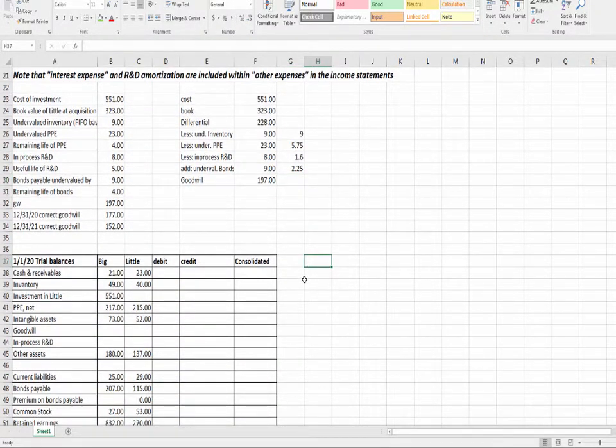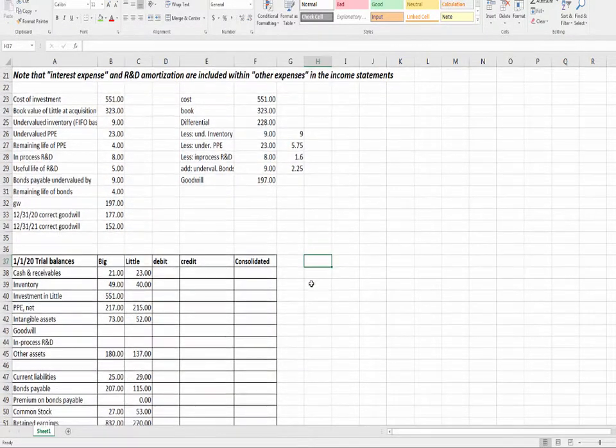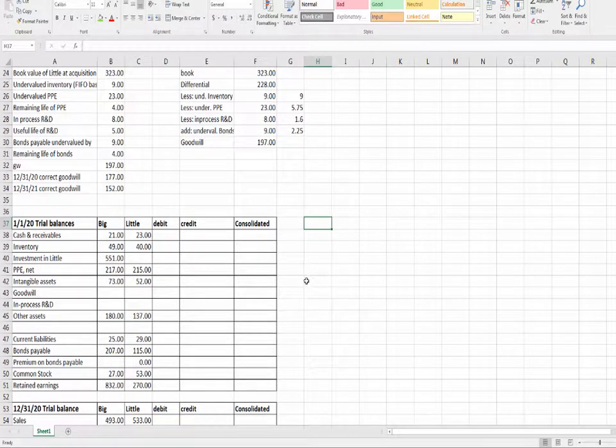Okay, let's go ahead and do our S entry and do the consolidation at date of acquisition. So again, consolidation at date of acquisition, we're going to debit common stock. And again, I'm just going to use my mouse and my index finger to hit the plus key. Beginning of year common stock, 53. Beginning of year retained earnings, 270.